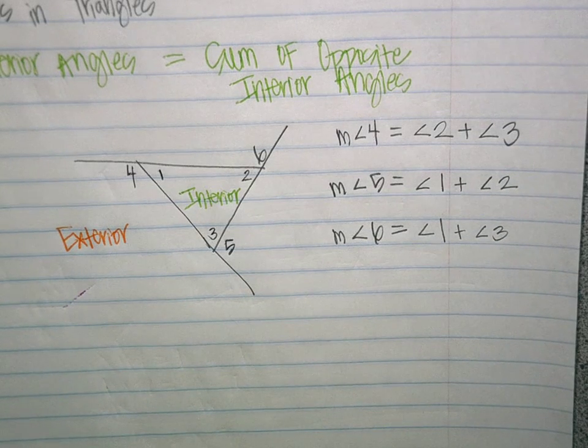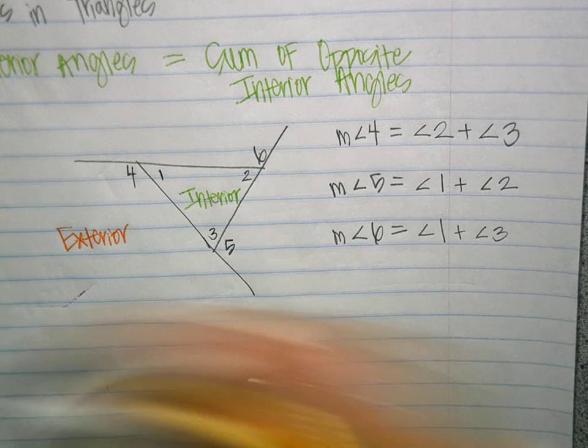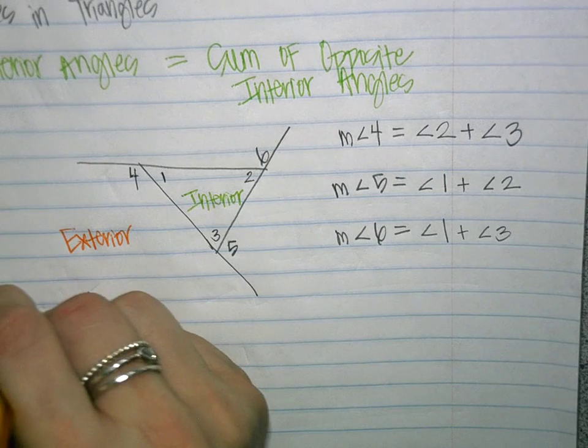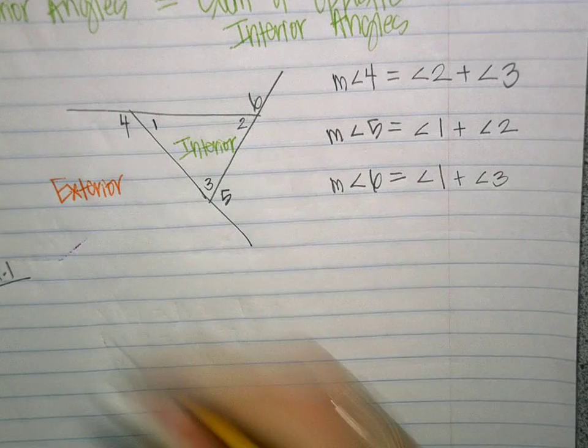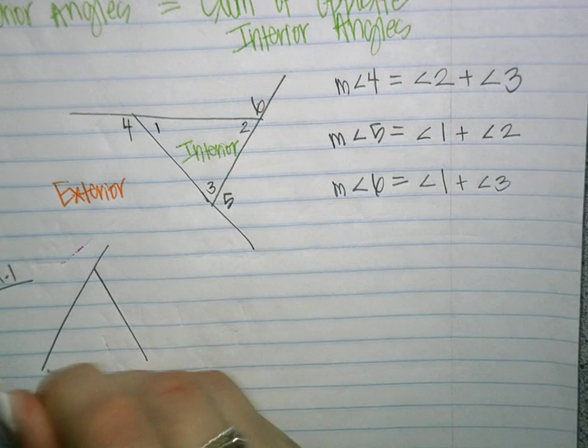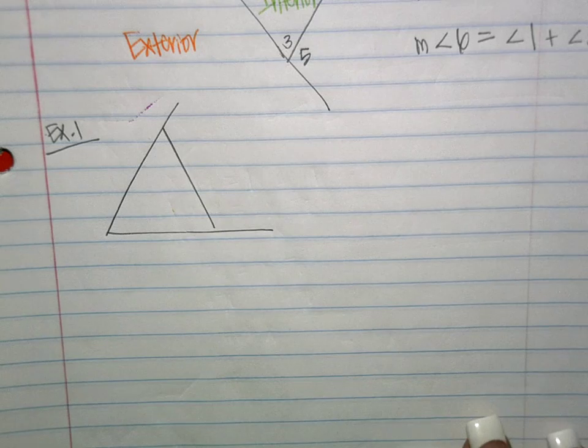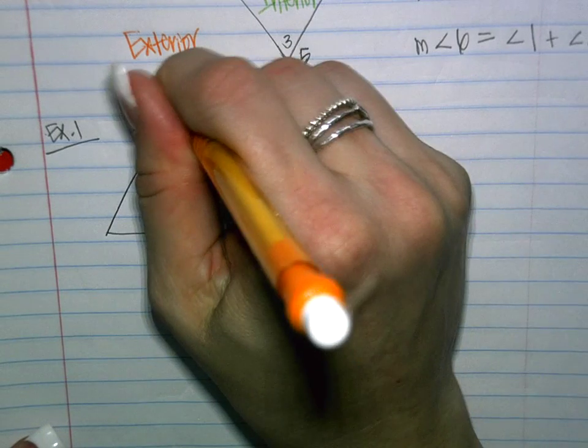Okay, so listen. For example number 1, I'm going to draw you a triangle. We're going to draw our triangle. Oh, I'm sorry. Thank you. So let's draw our triangle, and we're going to label it.